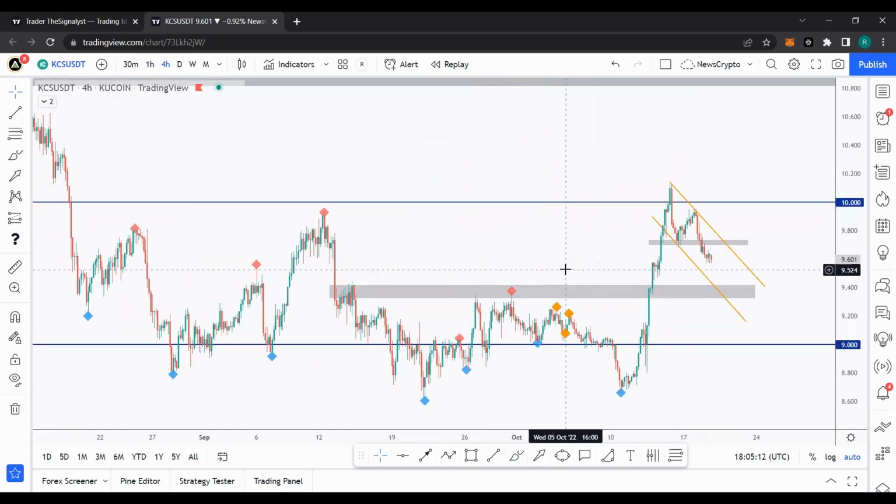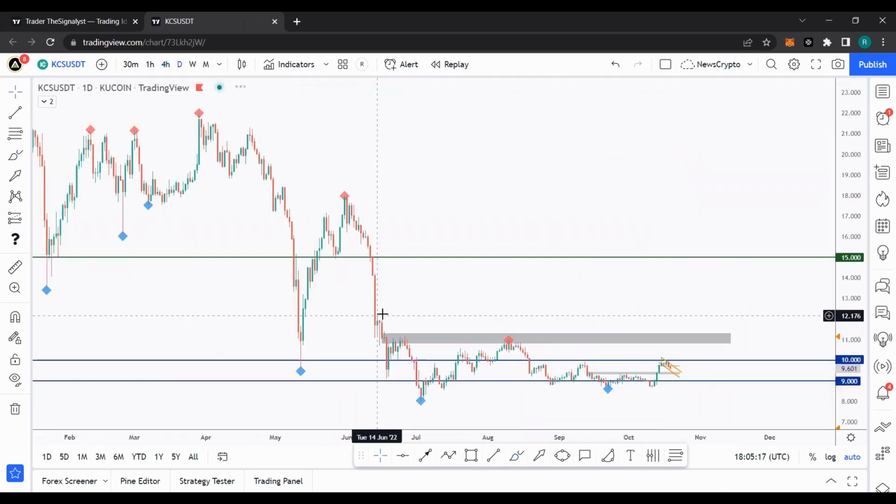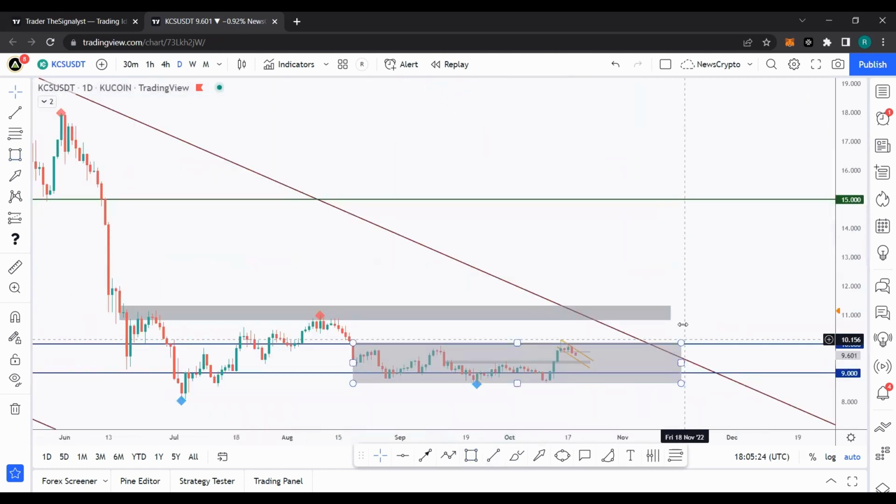The buyers are trying to kick in, but we rejected the 10, which is a round number, which we can see even better from the daily time frame, which is the upper bound of a smaller range, this range right here.